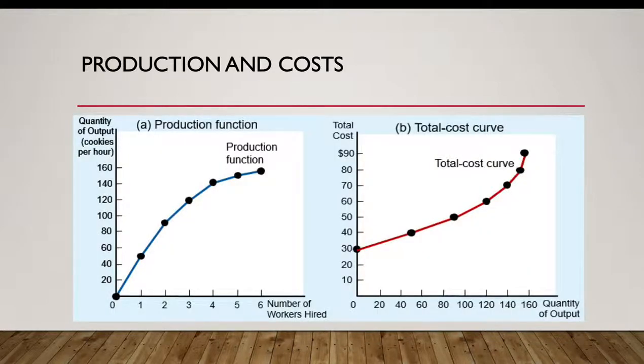The production function graph on the left shows what happens when the number of workers increases. The production function gets flatter, reflecting a diminishing marginal product. The total cost curve on the right shows that it will cost increasingly more when a business wants to increase their quantity of output. The business must pay for more employees, input to make the product, and space.